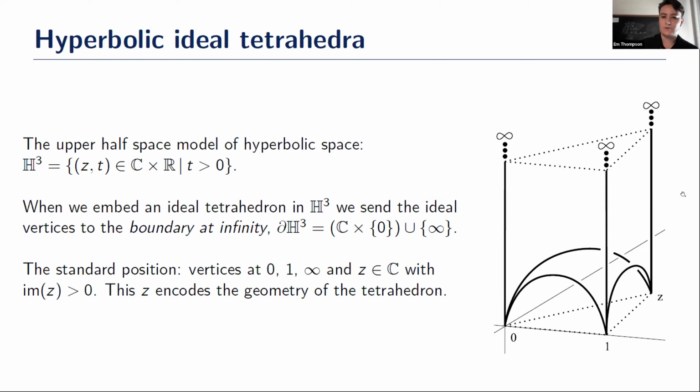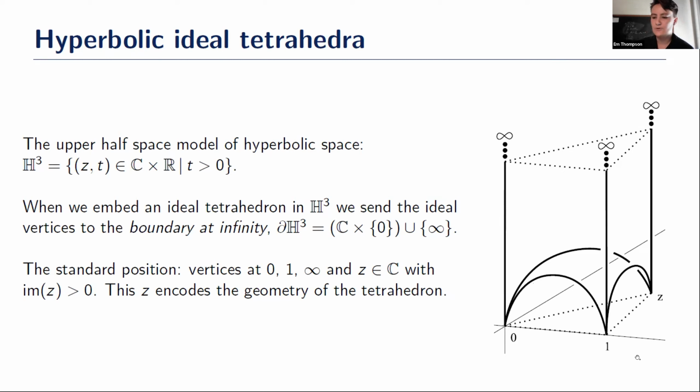And so this is a picture of what that might look like. You have 3 vertices that are on that complex plane and one that's all the way up at infinity. So it looks like there's 3 of them, but they all meet. And this is also a picture of the standard position that I want to be able to talk about.